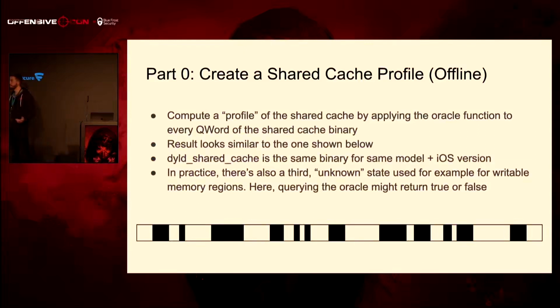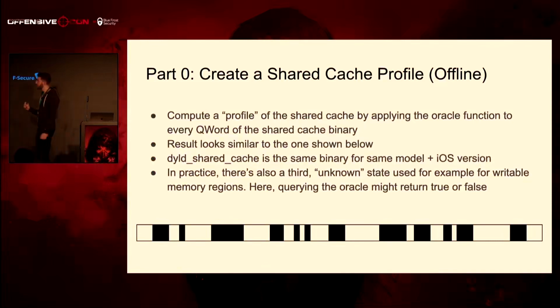You take the DYLD shared cache, you get it from IPSW, whatever. So you have this huge binary, you take the Oracle function and you just run it over the entire shared cache, and the result is basically like a bitmap, right? Bit 1, bit 0, bit 1, depending on whether this function returns true or false. And so here at the bottom you can see an example profile, and maybe the white area means this is where it wouldn't crash, and the black area means this is where it would crash when probing.